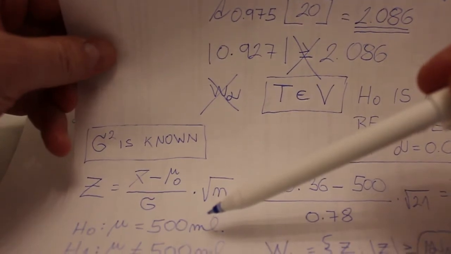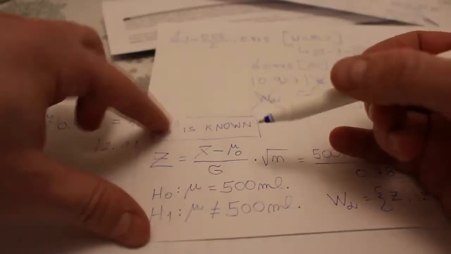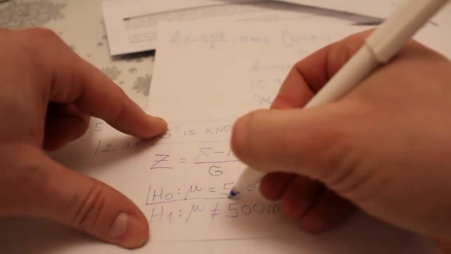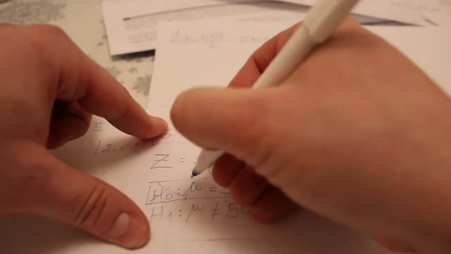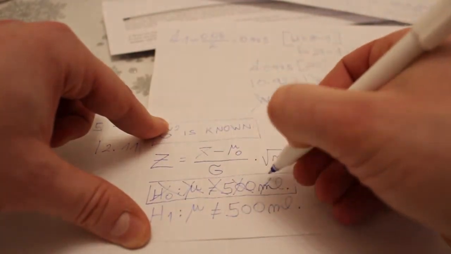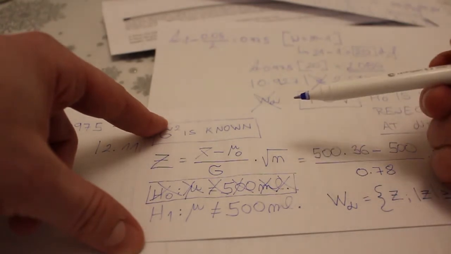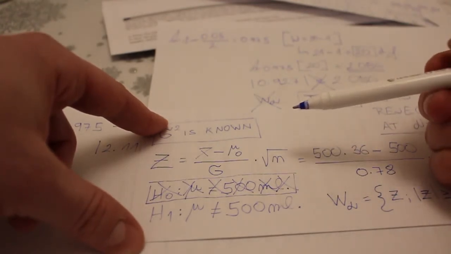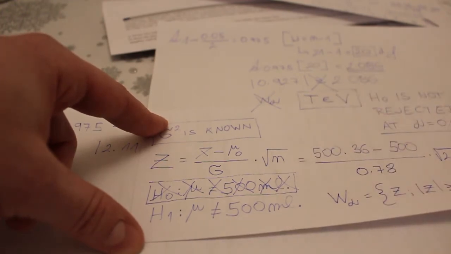At the 5% significance level, the null hypothesis is rejected, and it means that mu is not equal to 500 milliliters of beer. Yes, we rejected this hypothesis, the hypothesis claiming that mu is equal to 500 milliliters. No, it is not equal to 500 milliliters of beer, so the reparation of the filling line was not successful.